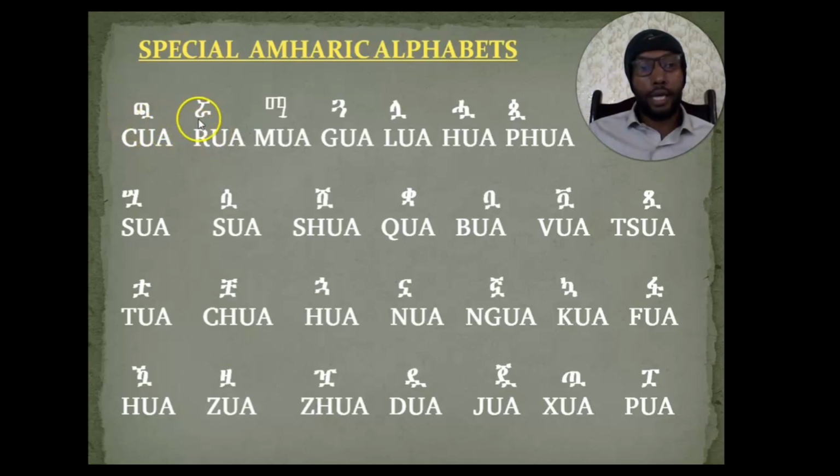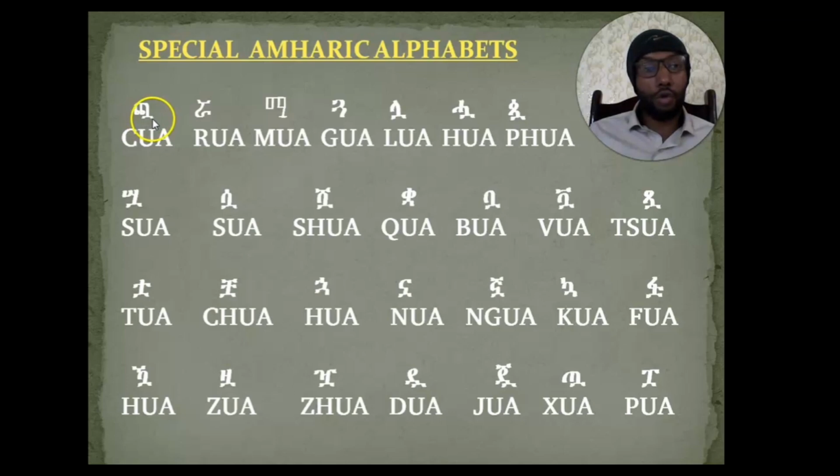So this one is called Chua. One thing I want to tell you is that these special Amharic alphabets derive from the basic ones, from the 34 basic Amharic alphabets. This alphabet, Chua, comes from the basic alphabet Cha. We have seen that there is a basic Amharic alphabet called Cha, and its subgroups were Chu, Chi, Cha, Che, Che, and Cho.